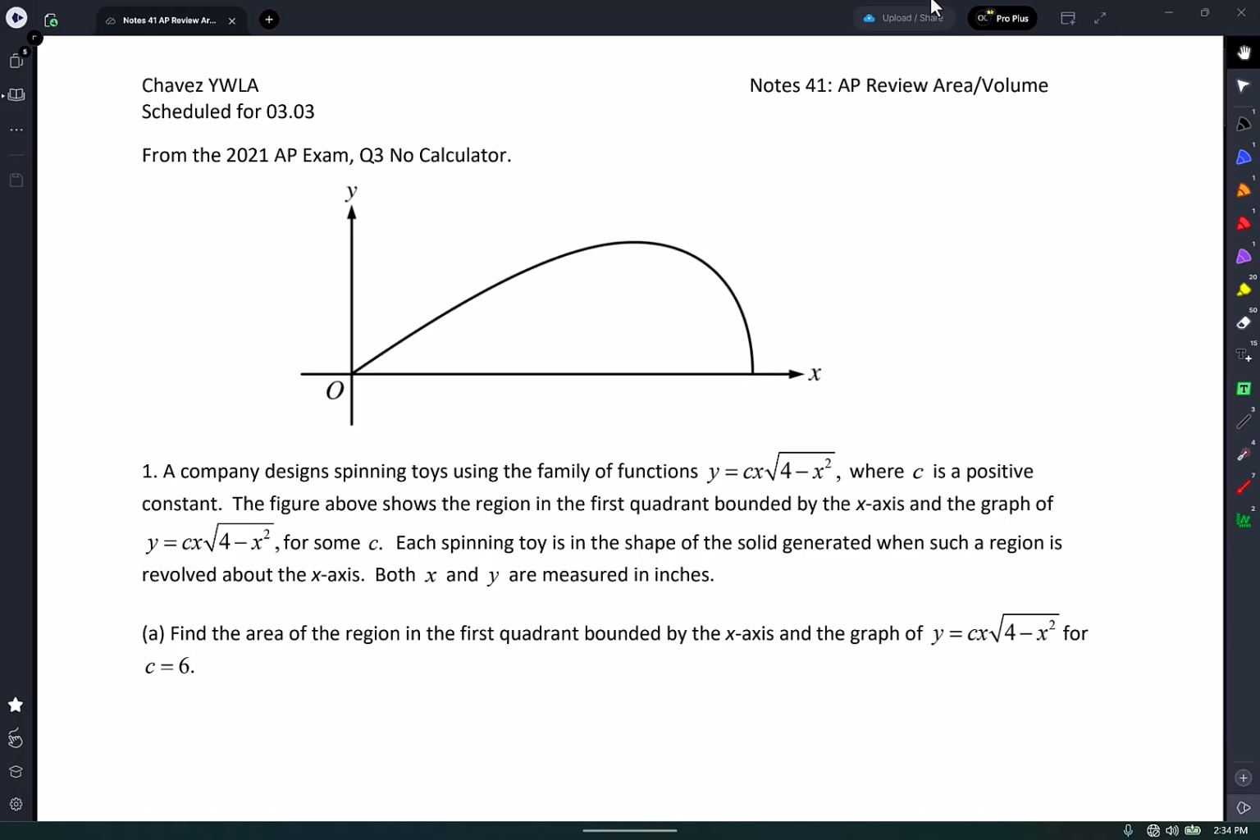Okay, I can see what type of toy this is. Can you guys see what type of toy this is? It's one of those that you spin it and they like spin. Okay, I like that. That's cool.